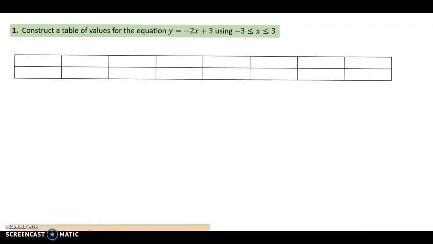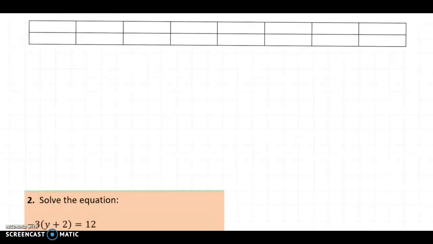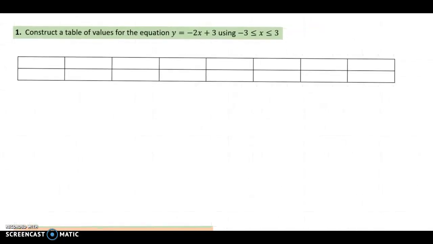Alright, so the first question here is asking us to construct a table of values for the equation y equals negative 2x plus 3, and it's indicating which x values to use. So it's telling us that the x values have to be between negative 3 and 3. Okay, so that means that when we set up our table of values, our x and y, we are going to use x values between negative 3 and positive 3.